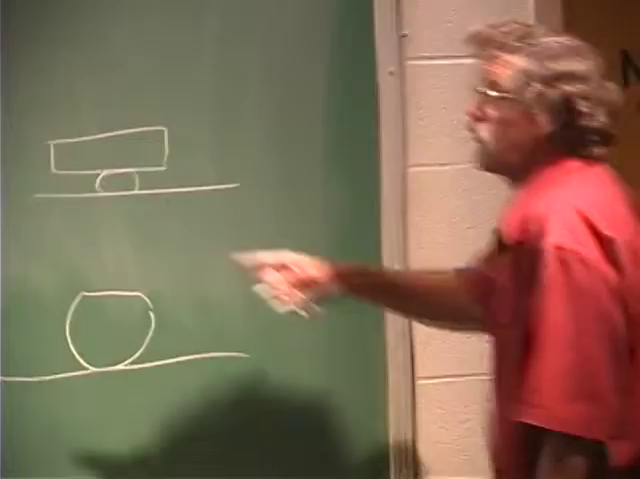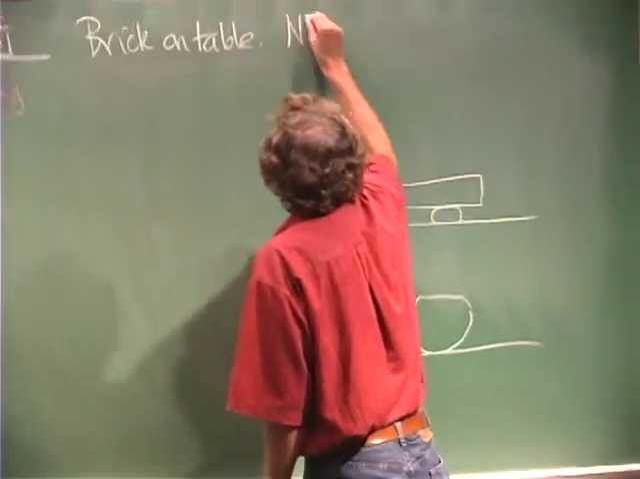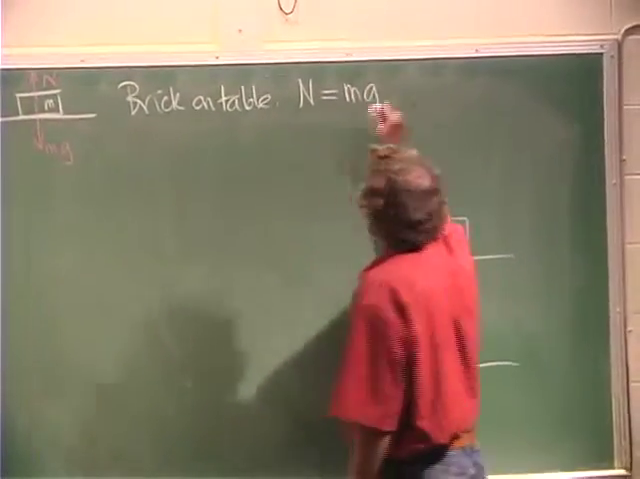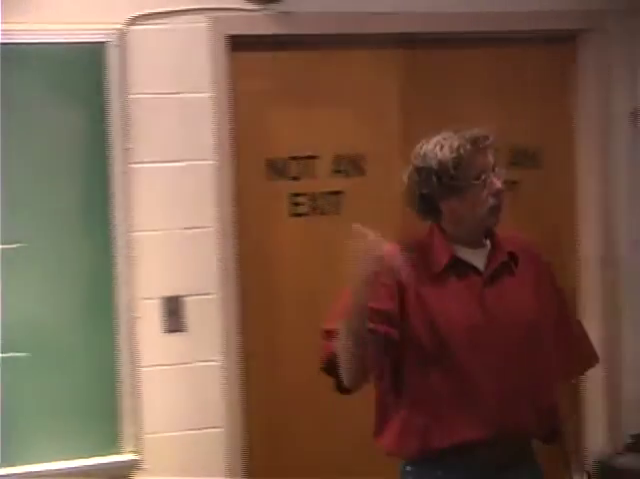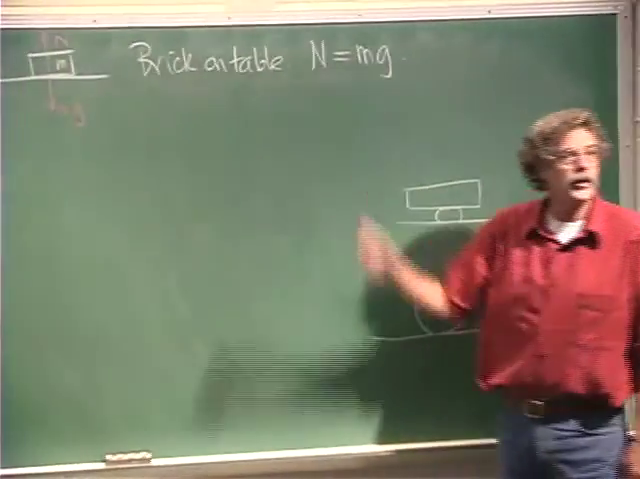Anyhow, there is a normal force, and in fact, that normal force is equal to mg. How do I know? Because the brick isn't moving anywhere. No acceleration means net force has got to be equal to 0, so the normal force is equal to mg. Now you got it. That was my question.